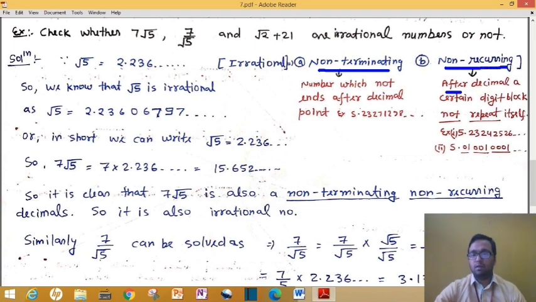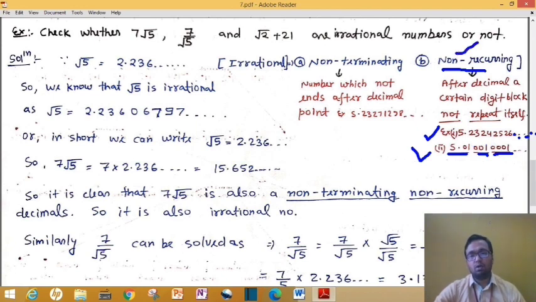That's okay. But one more parameter is there, that is non-recurring. If after the decimal a certain digit block does not repeat itself, like we have a number 5.23, then 24, then 25, then 26 and so on, it will keep on going. Or here you can say 5.01, 001, 0001, and next you can predict 4 zeros and 1. That means you can say such a number in which there is no certain pattern, it is non-recurring, meaning no digit repeats itself. Okay, such numbers are called non-recurring.